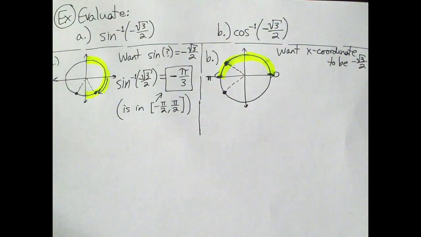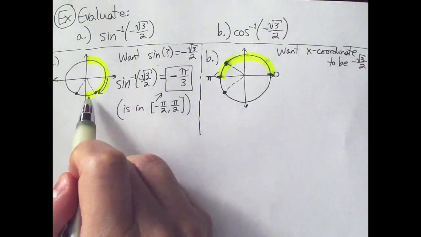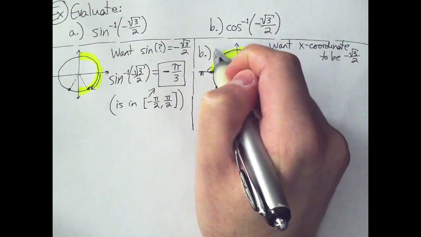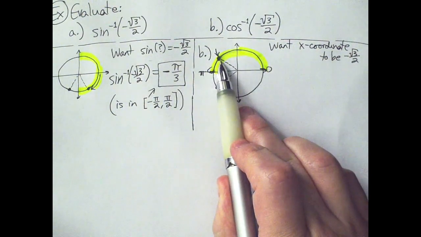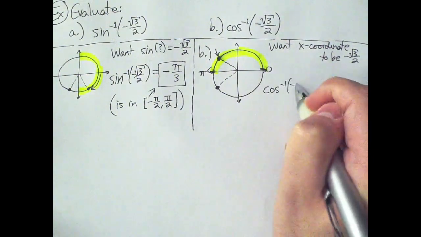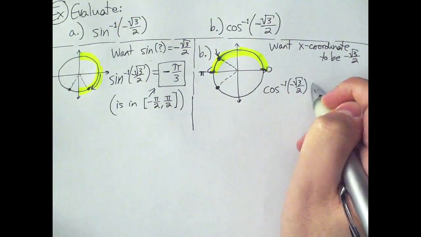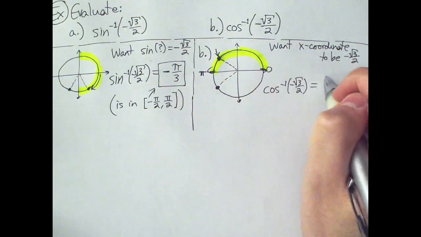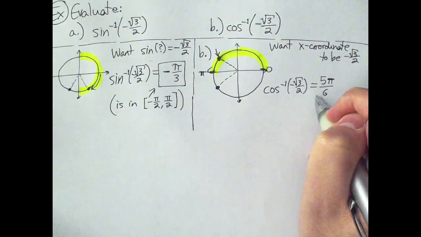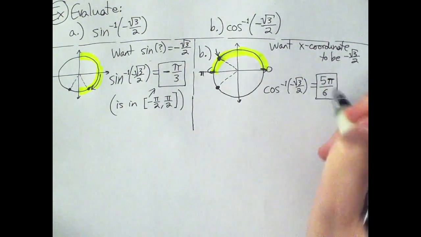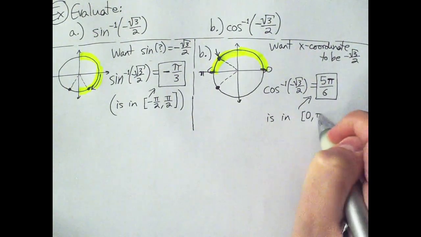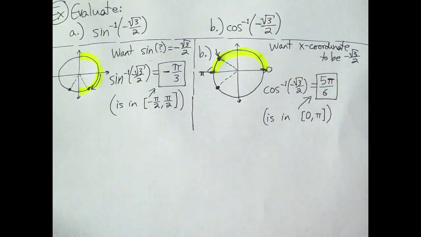It's the same size interval. It's just right half of the unit circle, top half of the unit circle. So this point here is going to be the correct one. So inverse cosine of negative square root of 3 over 2 is, where is this? This is 5 pi over 6. That's a positive 5 pi over 6. And you can notice that this is in the interval from 0 to pi. It's almost as big as pi.